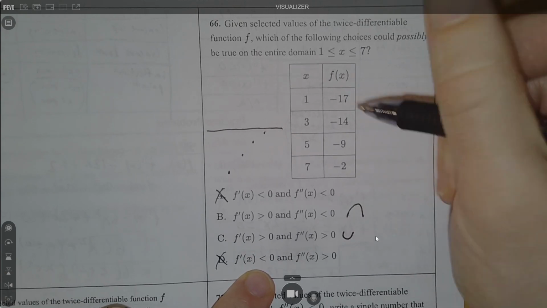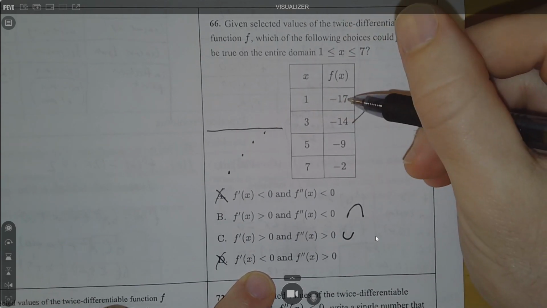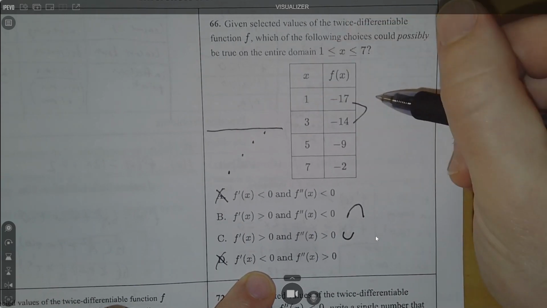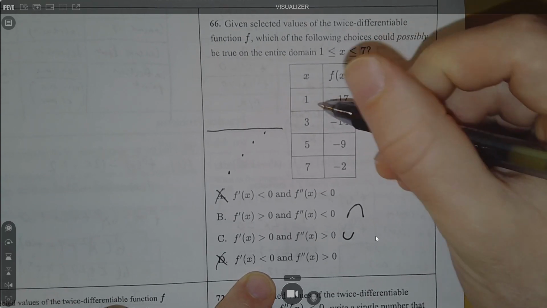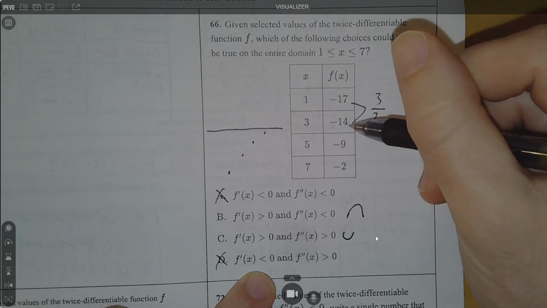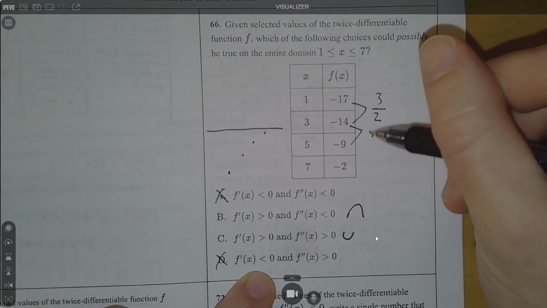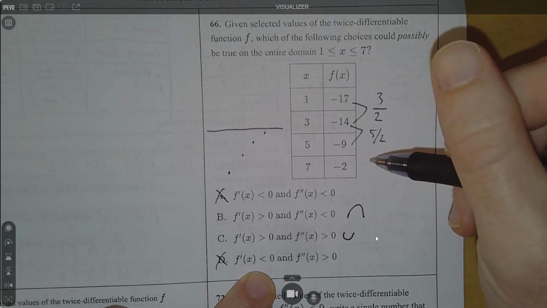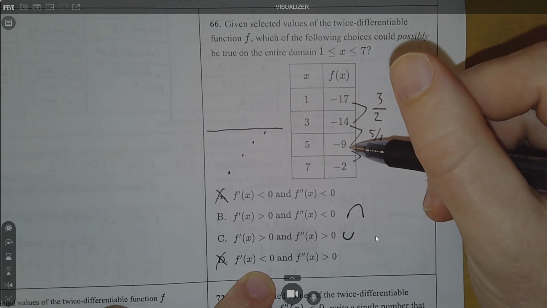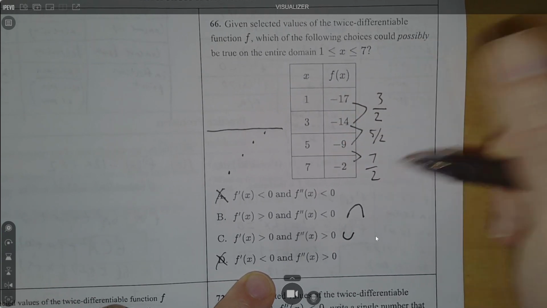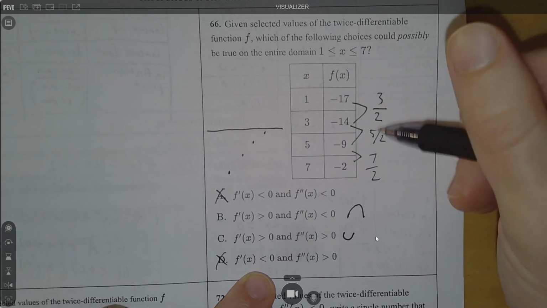The way that you do that is by looking at the slopes between each interval. So here, if we look at the slope between here, I went up 3 over 2. You see that I went from negative 17 to negative 14, that's up 3, and I went over 2, that's 3 halves. Then from here to here, I went up 5 over 2, so that's 5 halves. And then up here, I went over 2 and up 7, so that's 7 halves. So see what's happening? It's getting steeper. My average rates of change are getting steeper, right? I'm getting the average rate of change between each interval.